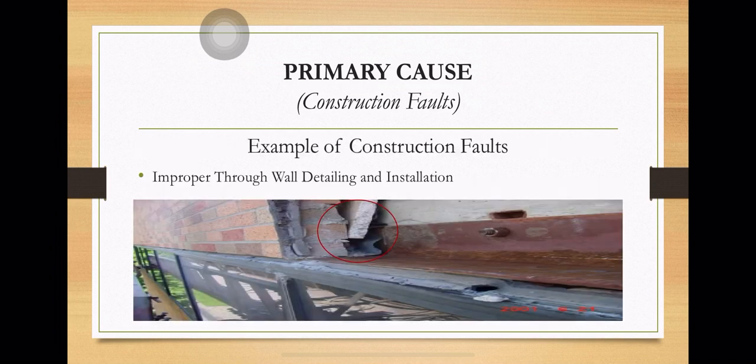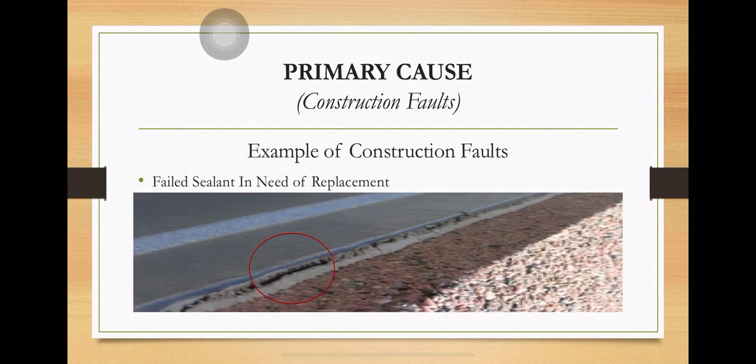So the example of construction fault that I have included is improper through-wall detailing and installation. You can see the defect in the red circle that I have circled. The next example that I've given is failed sealant in need of replacement. It is also in the circle that I've circled.